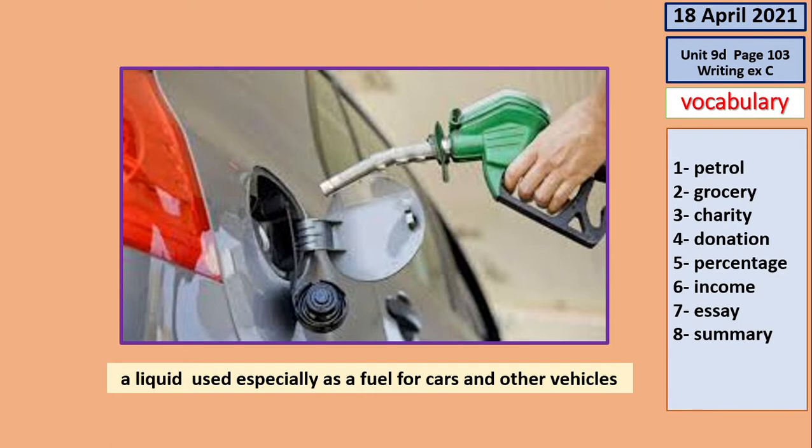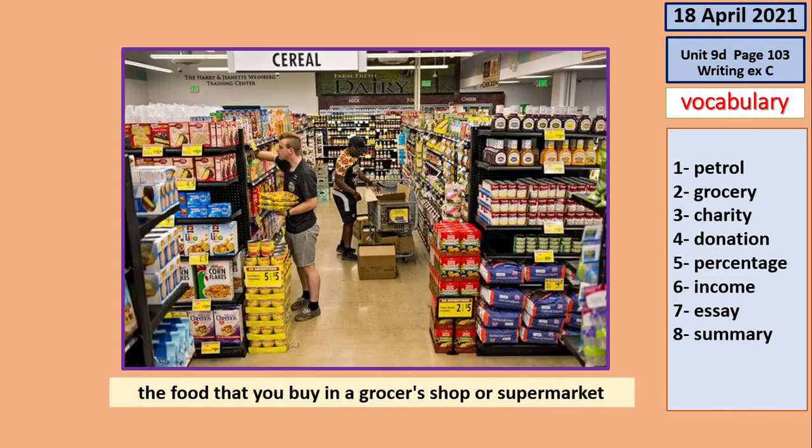Have a look at picture number 1, and here on this side you have our vocabulary for today. I want you just to look at the picture and try to guess the suitable vocabulary to describe it. Excellent, this one is petrol. Petrol: a liquid used especially as a fuel for cars and other vehicles. So we use this one to fuel cars.